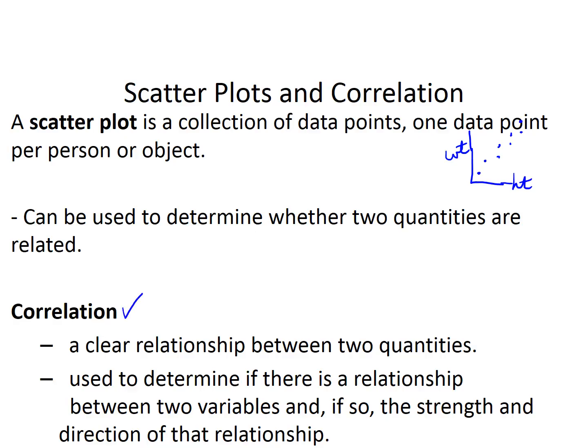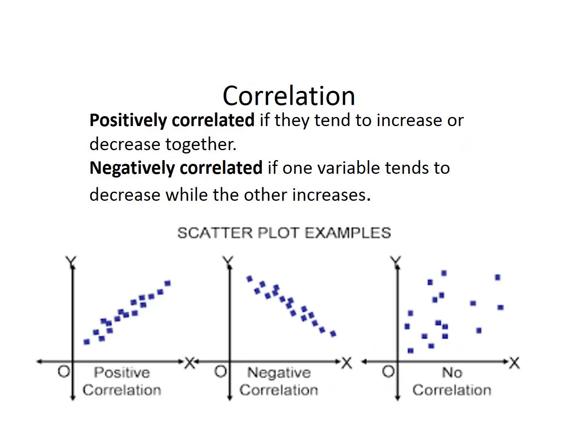So for correlation, a clear relationship between the two quantities. Correlation is used to determine whether there is a relationship between the two variables, and if so, the strength and the direction of that relationship. So we say that the variables are positively correlated if they tend to increase or decrease together, right? And this first example is positive correlation, right? An increase in X means an increase in Y.